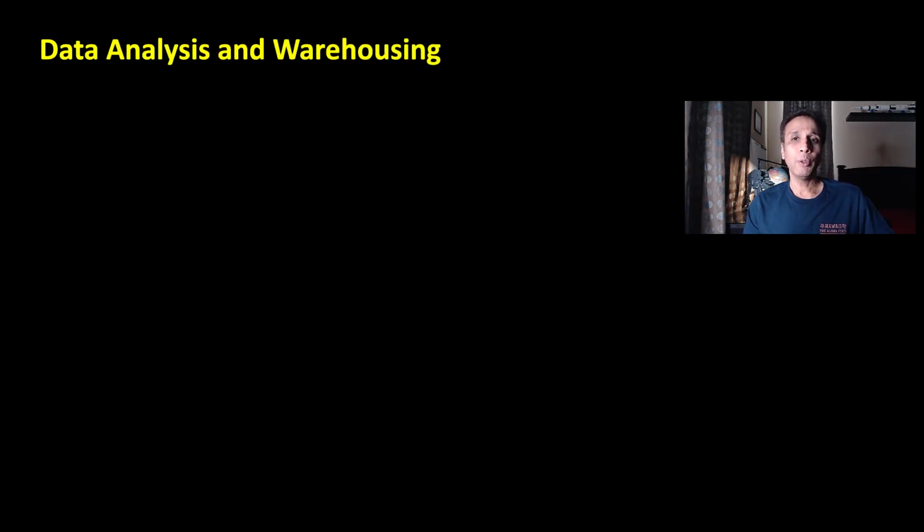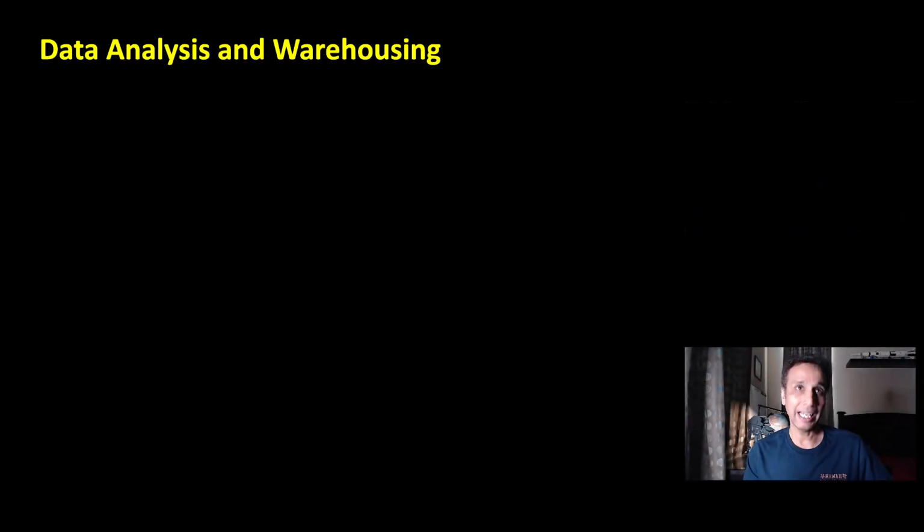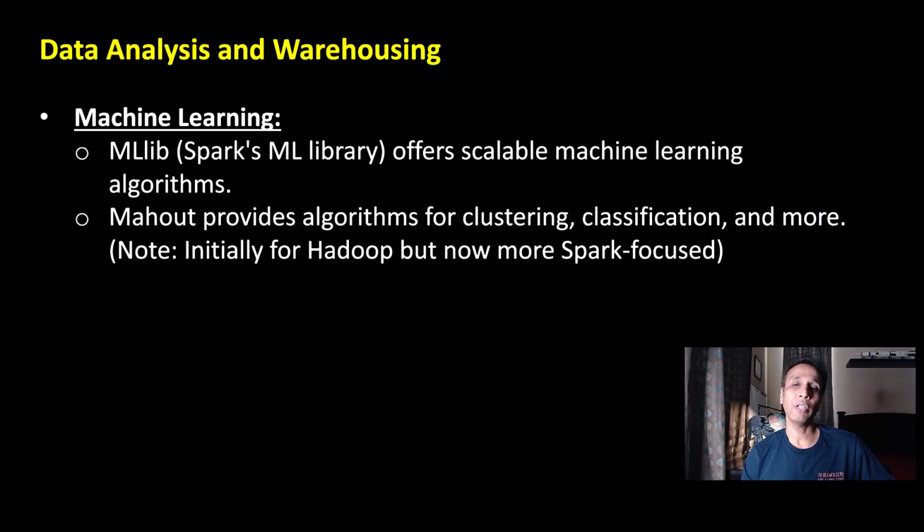Now, obviously you need to process, but now you need to analyze, like data analysis, and you need to warehouse this data, right? You can't just store it in active storage all the time. So what do you need for that? Again, if you want to do machine learning tasks on this big data, then MLlib, which is part of Spark's machine learning library, is supposed to be scalable machine learning. It's supposed to offer you easy-to-use scalable machine learning algorithms.